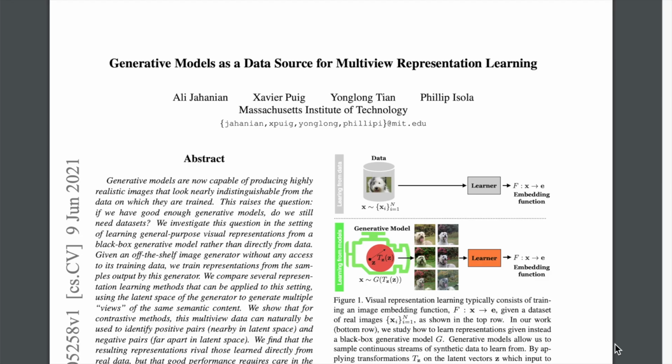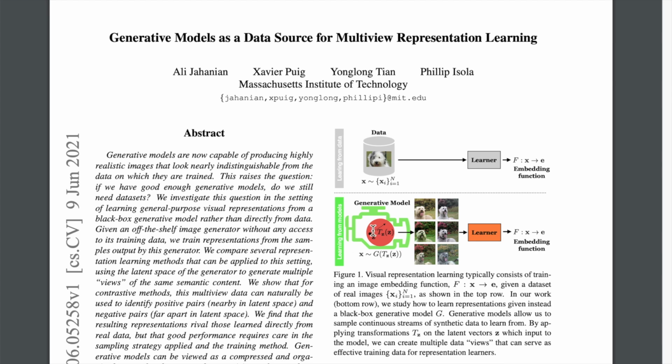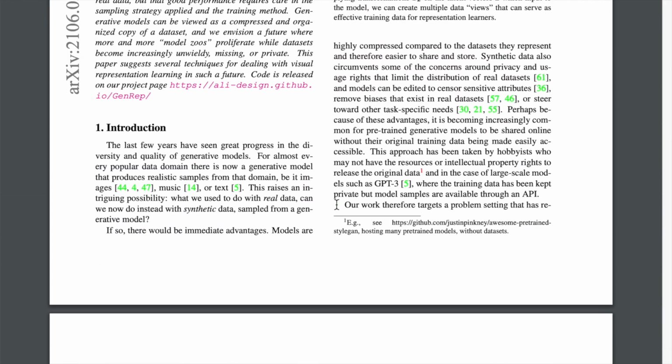We'll start with my favorite paper this week titled Generative Models as a Data Source for Multi-View Representation Learning. So we have these generative models like generative adversarial networks that can take a data set and then learn how to generate images from the data set that are realistic looking. So we can sample from this generative model in order to get data for then the contrastive learning that's used in, say, SimCLR, MoCo, and so on.